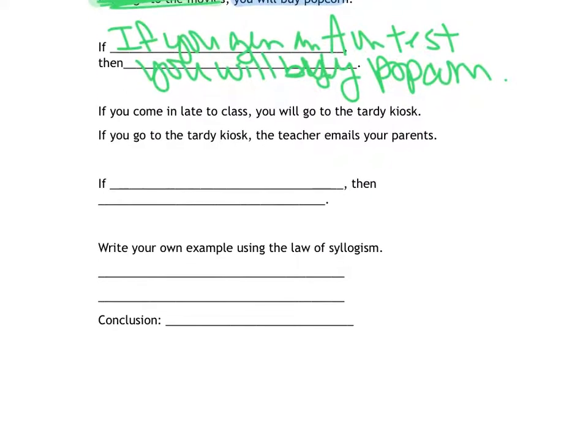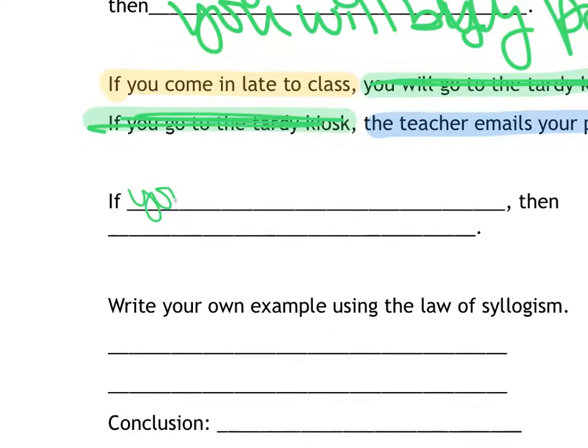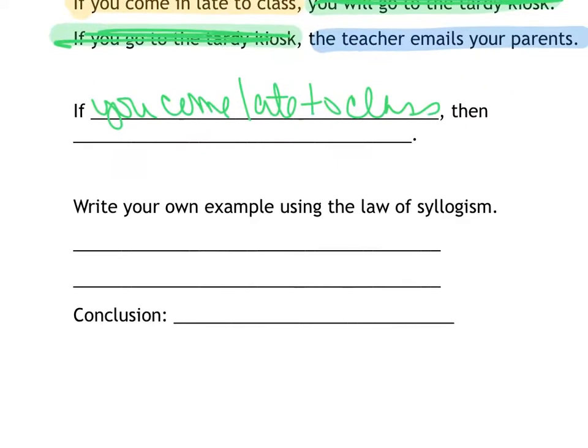Again, exact same thing. We'll just do it one more time. If you come late to class, you will go to the tardy kiosk. If you go to the tardy kiosk, the teacher emails your parents. So again, we take out the repeat in the middle and go straight to: if you come late to class, then the teacher emails your parents.